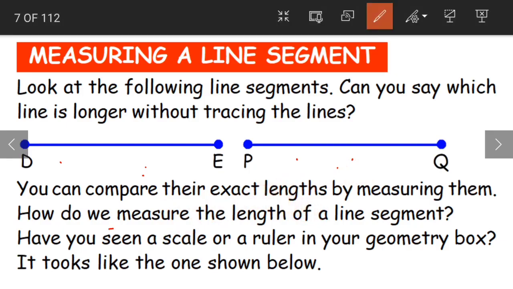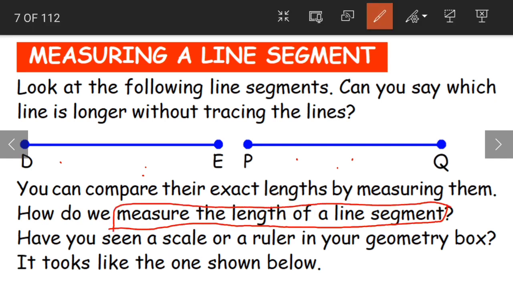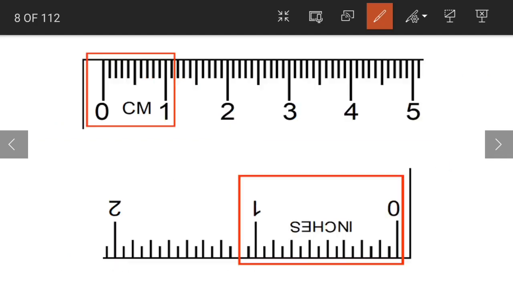What should we do, children? We should measure the length of the line segment. We should measure the length of the line segment using what? Using a scale or a ruler.